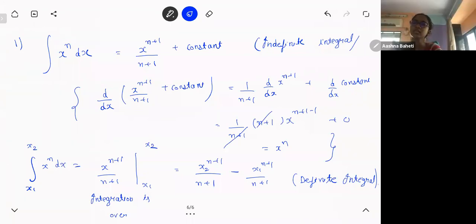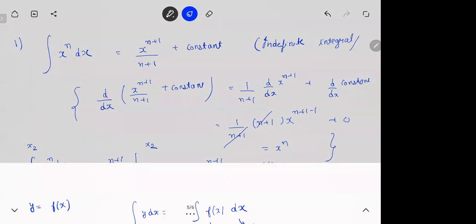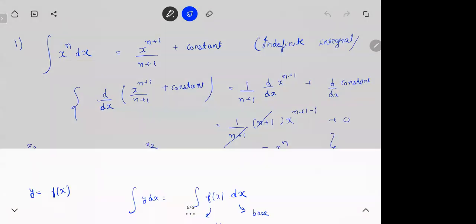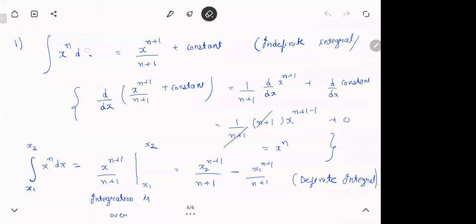What's dx in the first one? Dx. The base, huh? Okay. Remember, always the dx should be there. This thing has no meaning. Integral x^n has no meaning. Integral x power n dx has a meaning. Length into breadth, right? What is the meaning of integral length? You're not getting area. Clear?